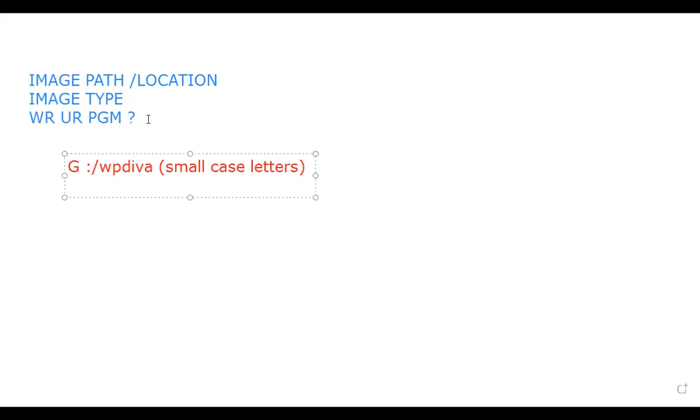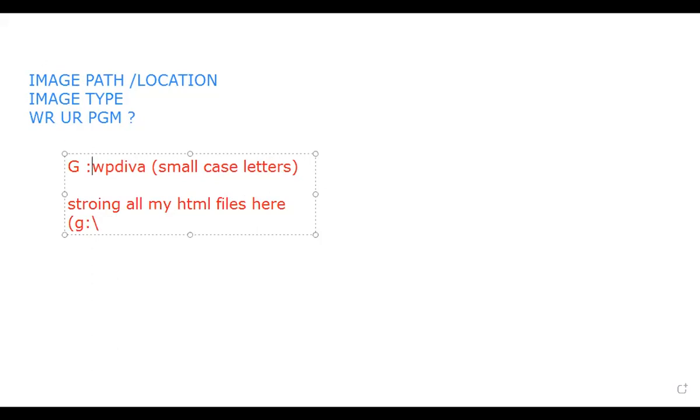Under WP, I'm storing all my programs, all my HTML files, here. Under G, I'm storing all my files, and I have to take a backslash here also: G and WP division A. I'm storing all my HTML files here.